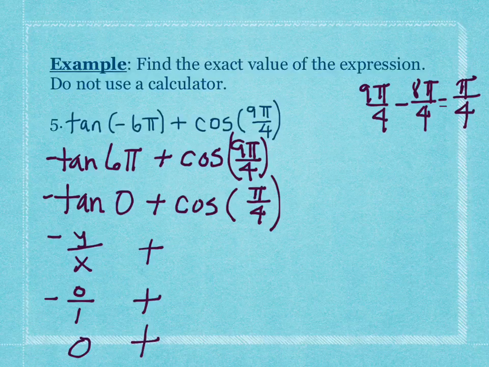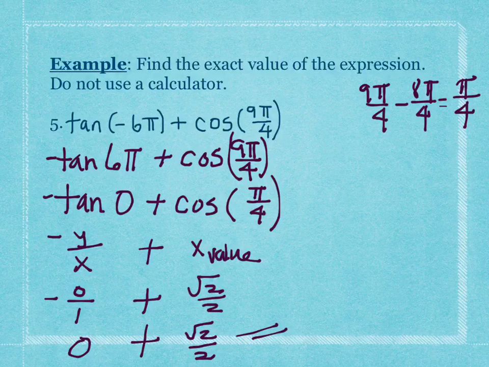Okay, I'm not done. I'm only doing half of this picture at the same time. Cosine of pi over 4. So at pi over 4, where am I? What quadrant? Quadrant 1. Cosine is which value, x or y? So this is the x value that I'm looking for. It is square root 2 over 2. So what is the total for this expression? Square root 2 over 2.